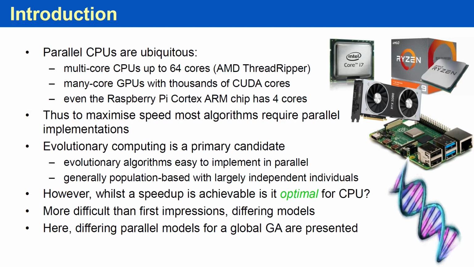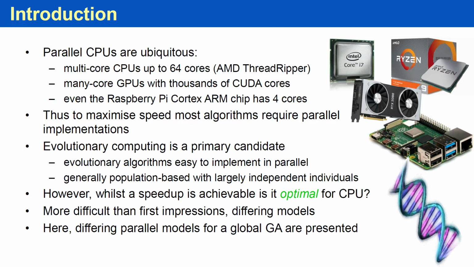But whilst it's easy to get a speed up by putting an evolutionary algorithm into a parallel form, is it optimal for the CPU? Are you getting maximum performance from your parallel CPU? It's very difficult. There are a range of models that you can implement, and it's difficult to get that pure speed out of it without other issues cropping up. So here we're going to present several different parallel models for a global genetic algorithm.